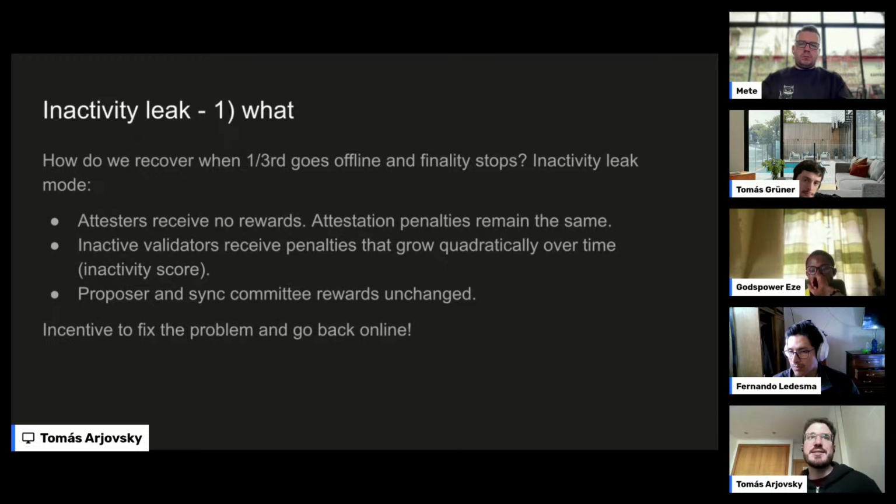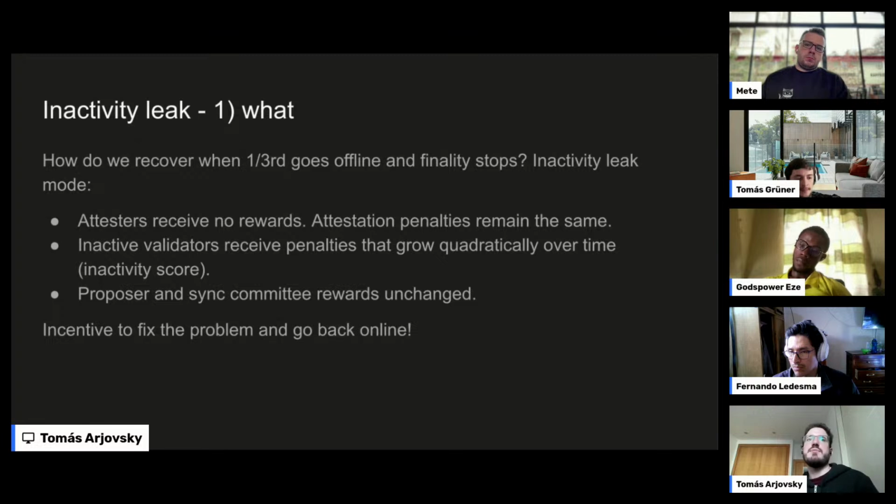The first one is that attesters receive no rewards, and attestation penalties remain the same. So this is an incentive for attesters to try to fix the problem. Because if I have a working node, I will. If I didn't have this one, I would say, okay, offline people are getting penalties, I'm not getting penalties, I don't need to do anything. So this is an incentive for everyone to cooperate on this.